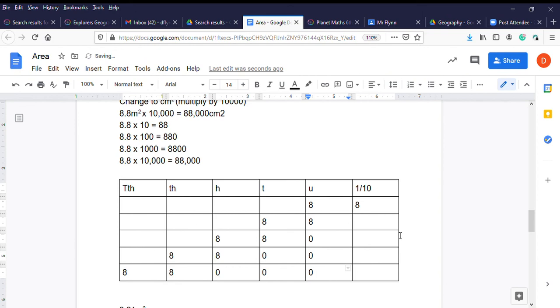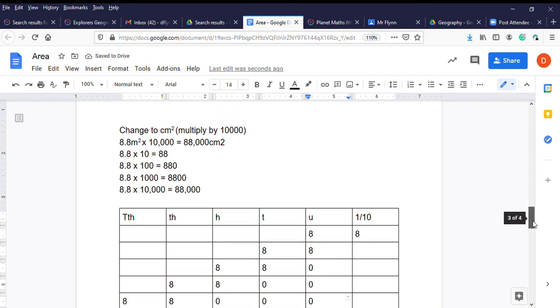And it's really important as well that you don't forget to include the measures and symbols. So 8.8 meters squared multiplied by 10,000 is 88,000 centimeters squared. Don't forget to include your meter squared or your centimeter squared.